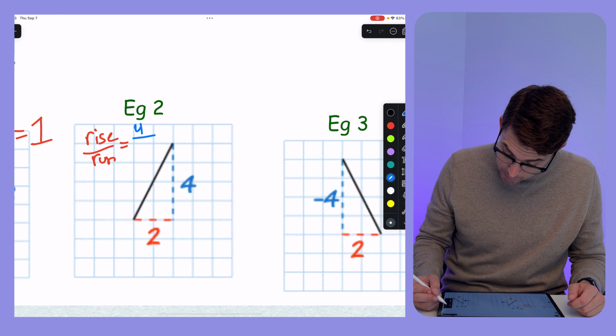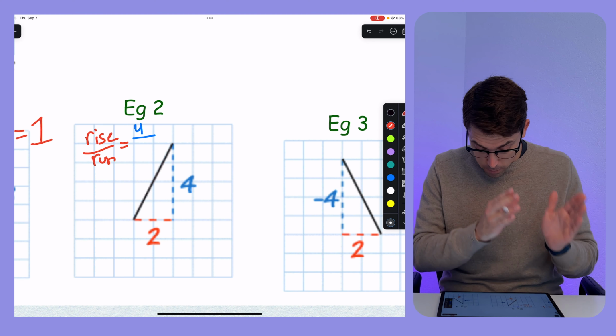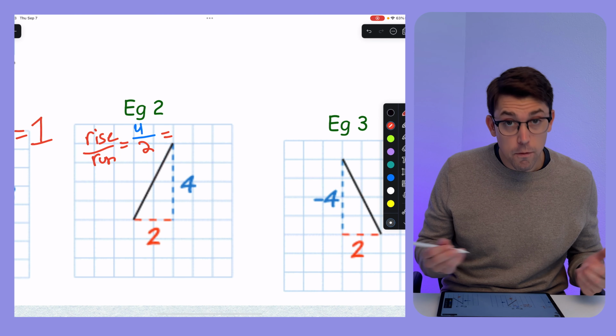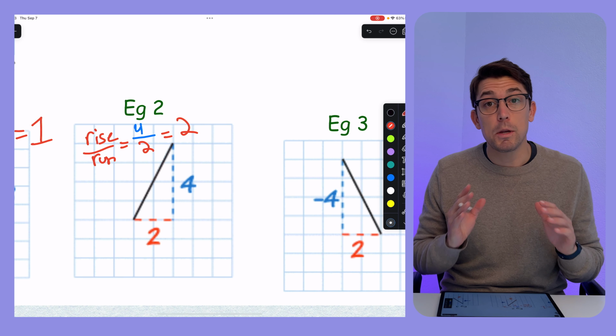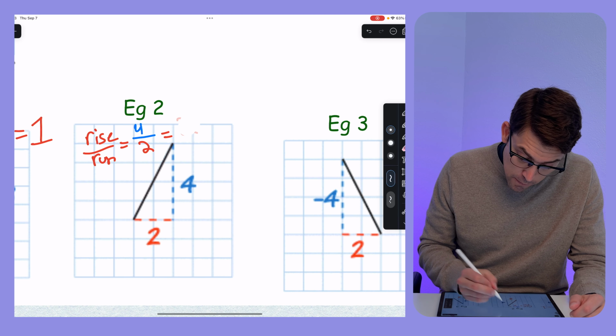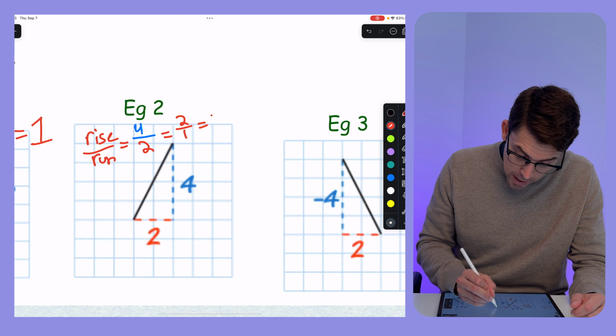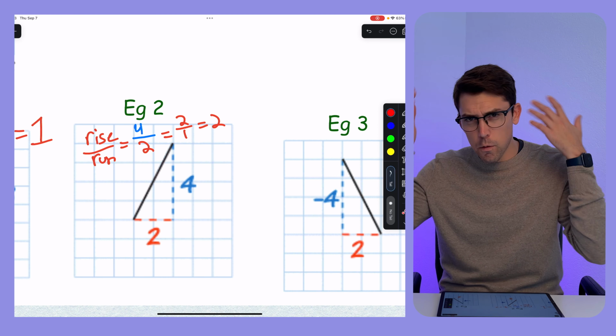And then what am I running by? What am I going over? Well, I'm going over 1 and I'm going over 2. Going over 2. So it's going to give me 4 divided by 2. That's going to give me 2. Another way of thinking about this is that if you have 4 over 2, you're also going to be able to simplify as 2 over 1. And sometimes that might help with the whole rise over run image.